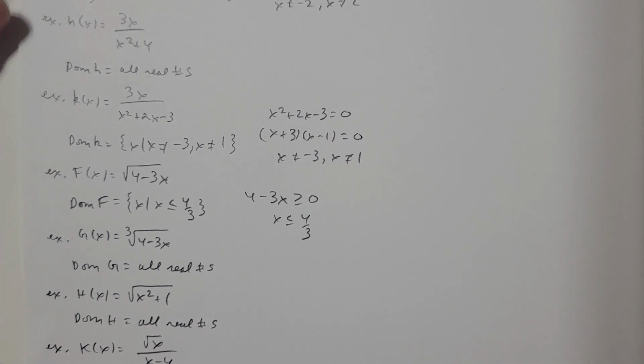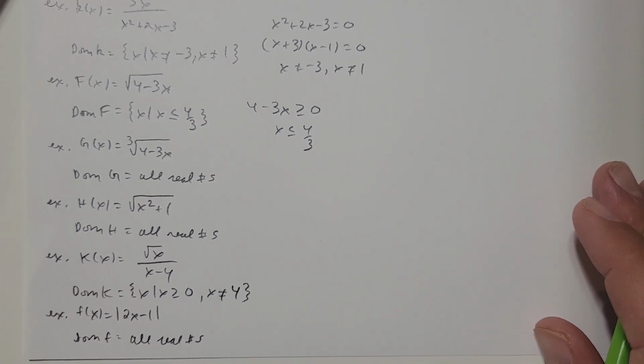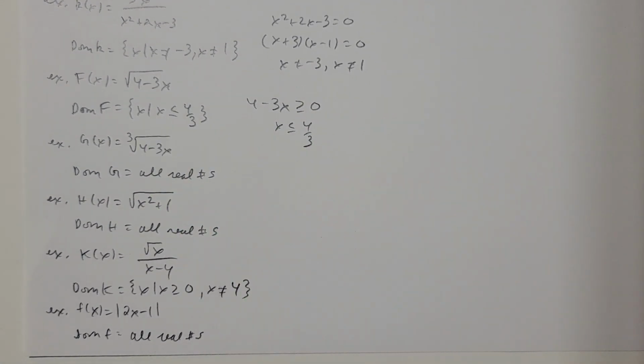Okay. How about this one? What if we have f of x equals the square root of 4 minus 3x? I know with square roots, I can't take the square root of a negative. The square root of a negative is not a real number.